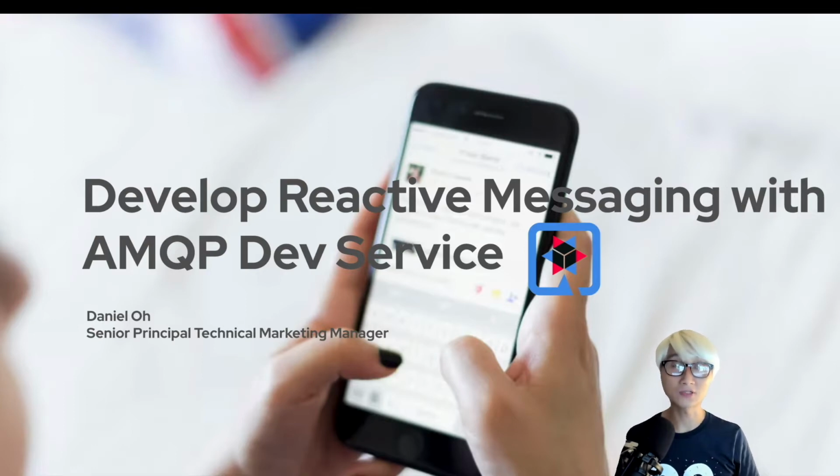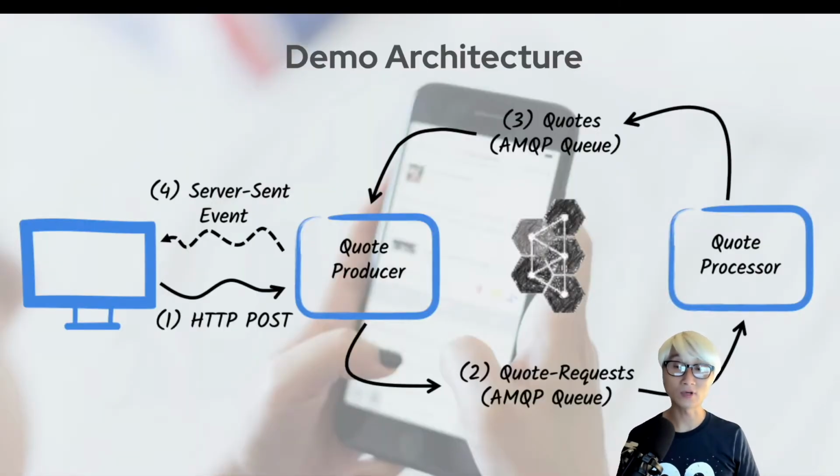Today I'm going to showcase how to develop reactive messaging programming with the Quarkus AMQP Dev Services. Let's get started. In this demo architecture, we're going to implement two different applications which will communicate with the AMQ broker. Each application will consume messages from an AMQP queue, but also send messages to an AMQP queue, and we're going to use different AMQP queues.